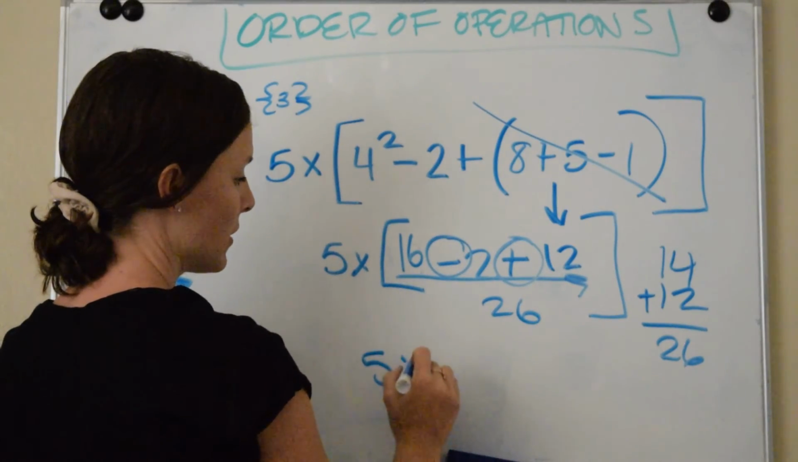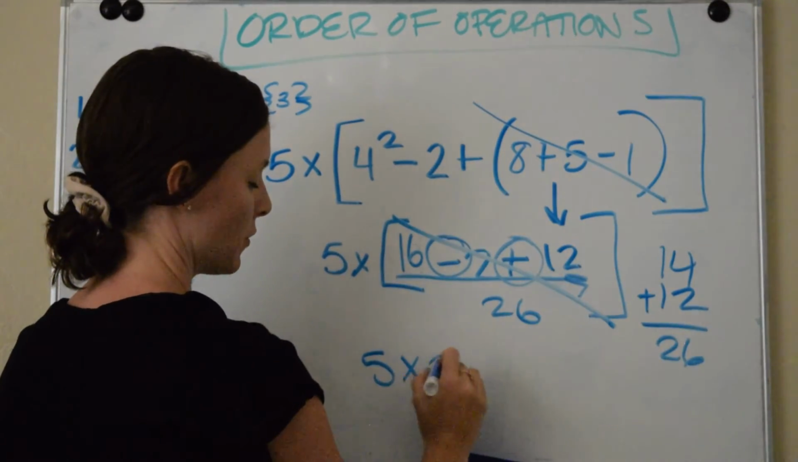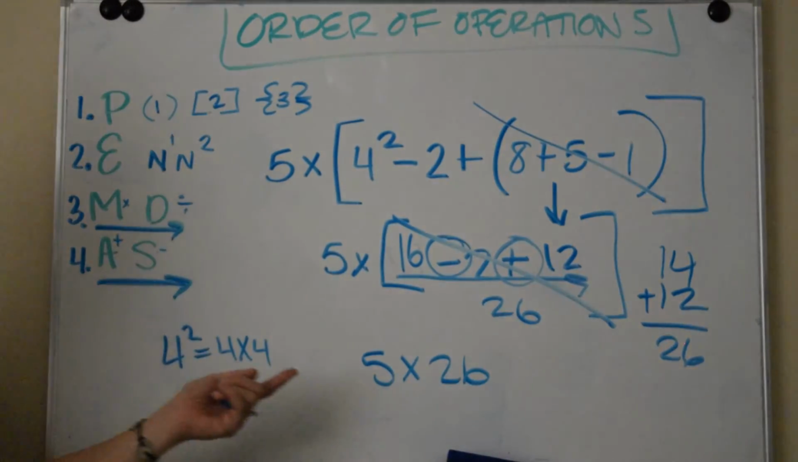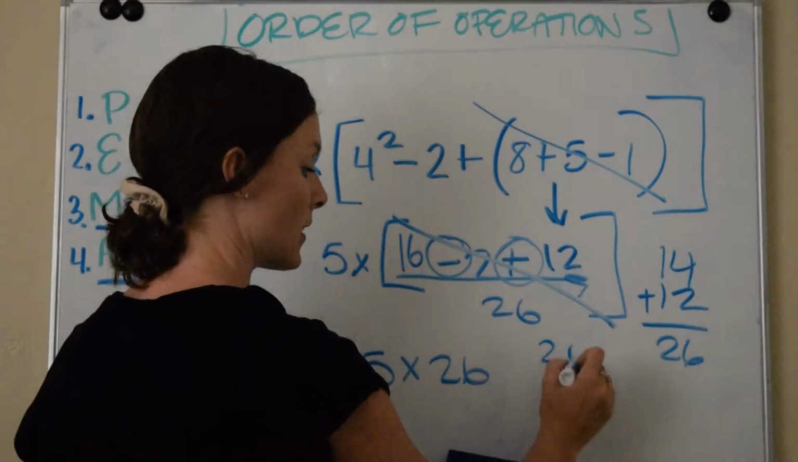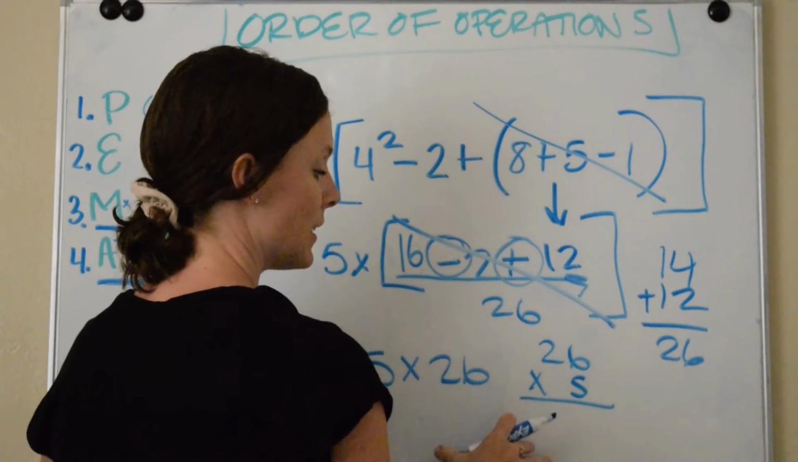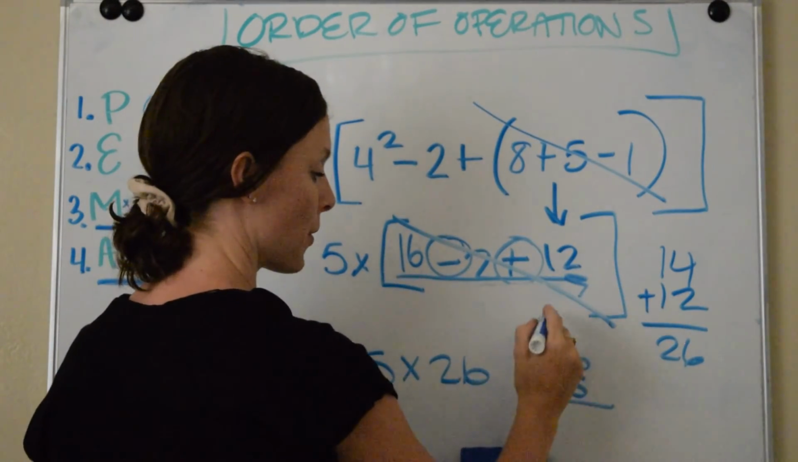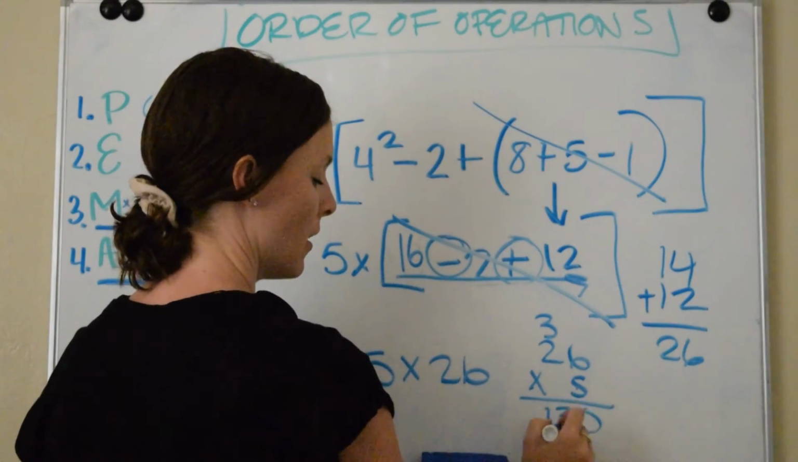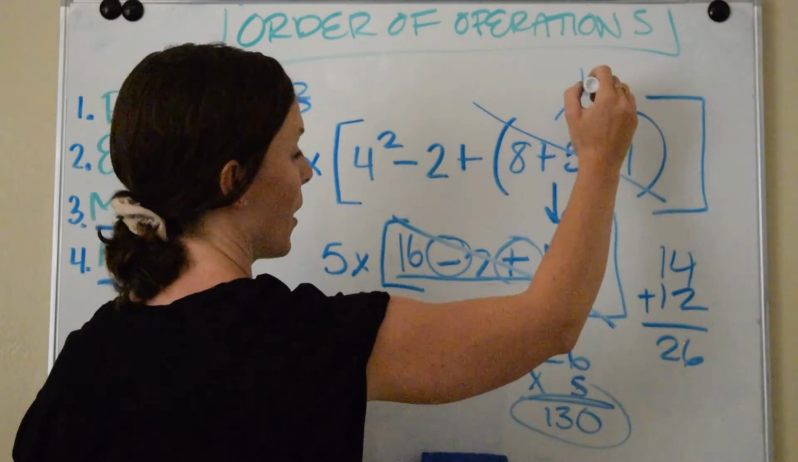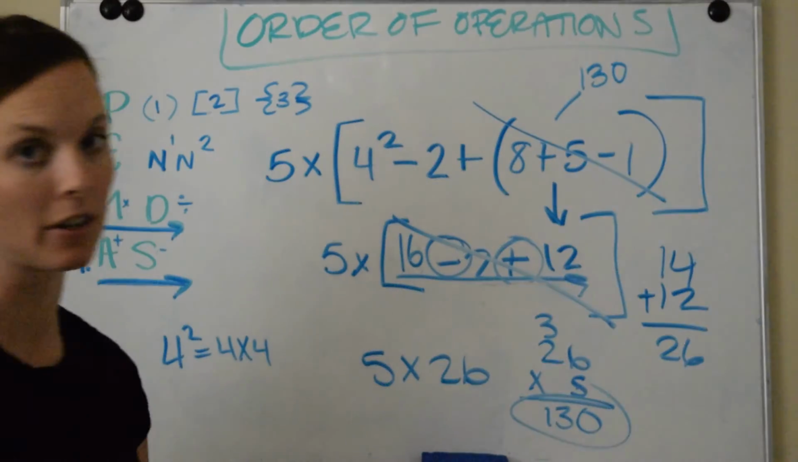So it's 5 times what I just solved, 26. And I'm just left with one operation, which happens to be multiplication. So I'm going to stack it and solve. Let's see, 5 times 6 is 30. 5 times 2 is 10, plus 3 is 13. My answer to this original problem is 130.